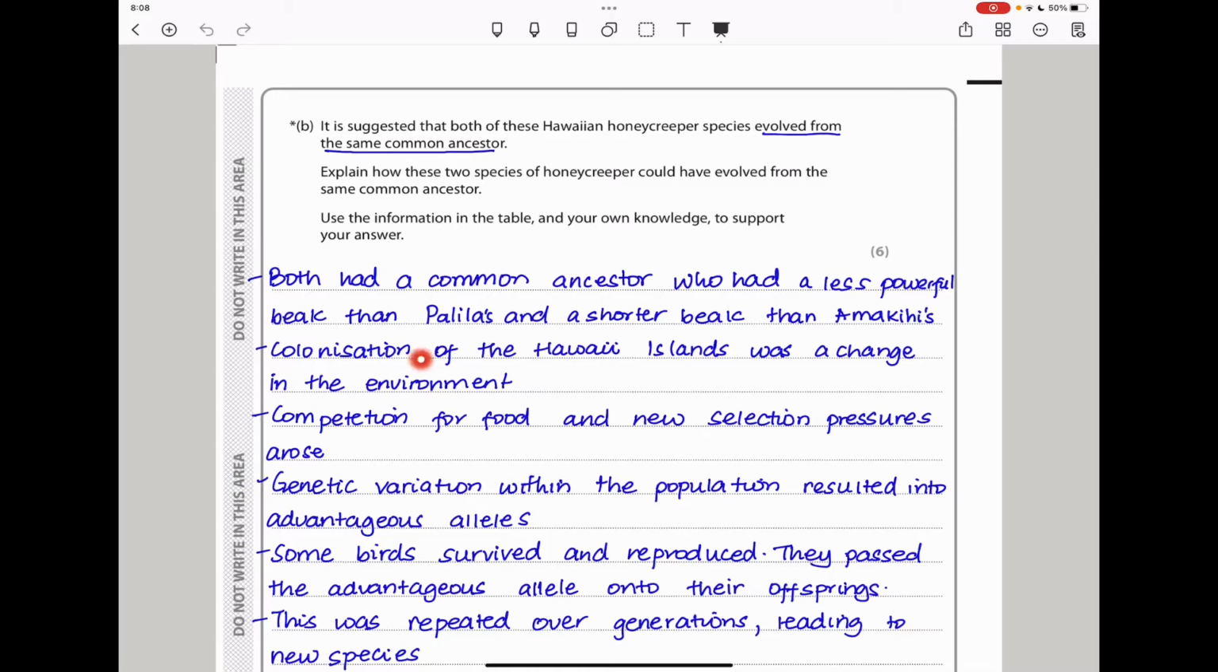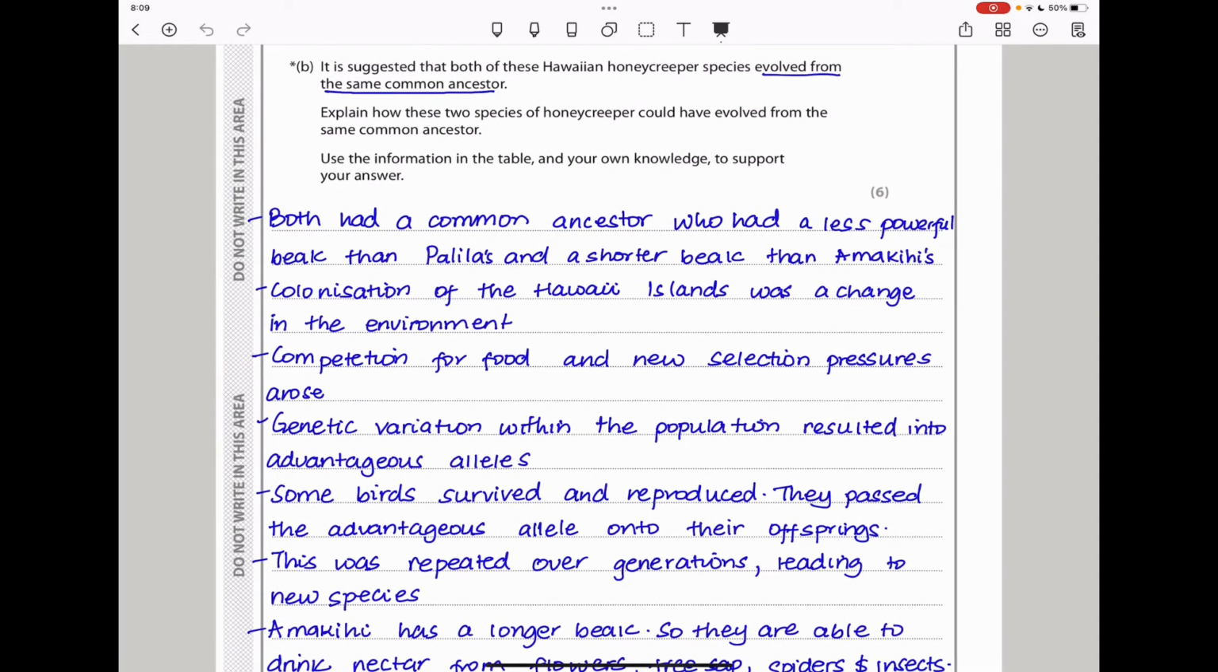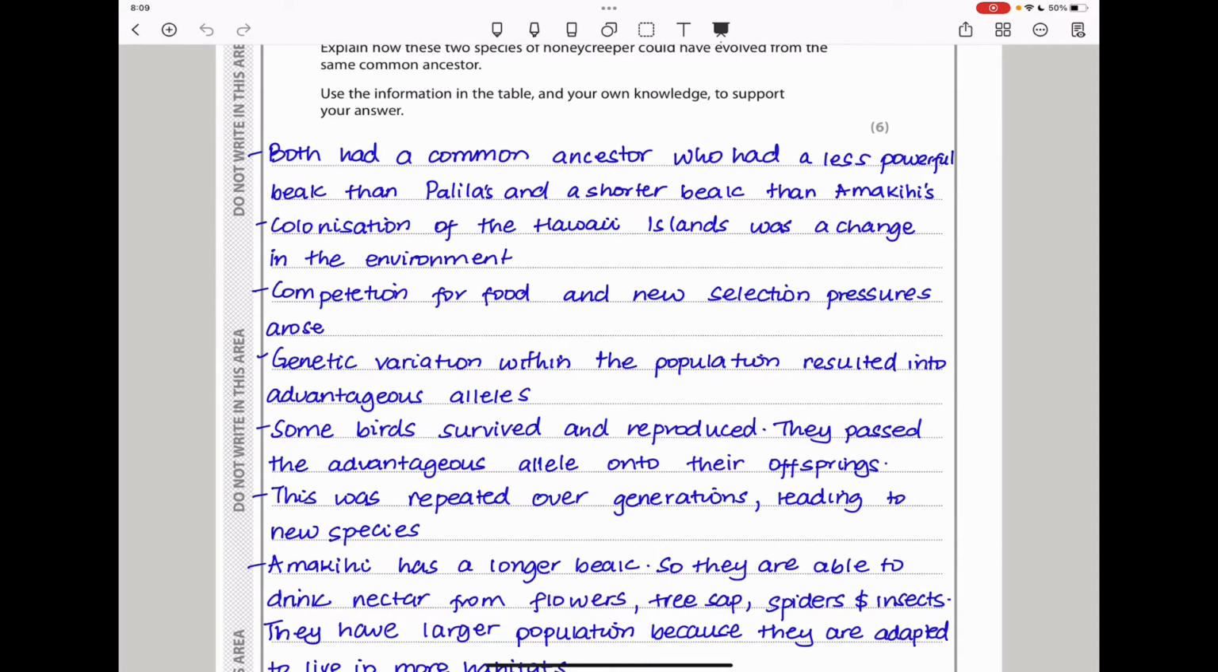So I said colonization of the Hawaii Islands was a change in the environment. So the ancestor moved to this area, and there was a change in the environment and the conditions. So these differences in the conditions led to selection pressures. So there was competition for food, and other new selection pressures arose. Since there was some genetic variation among the ancestors, I said genetic variation within the population resulted in advantageous alleles.